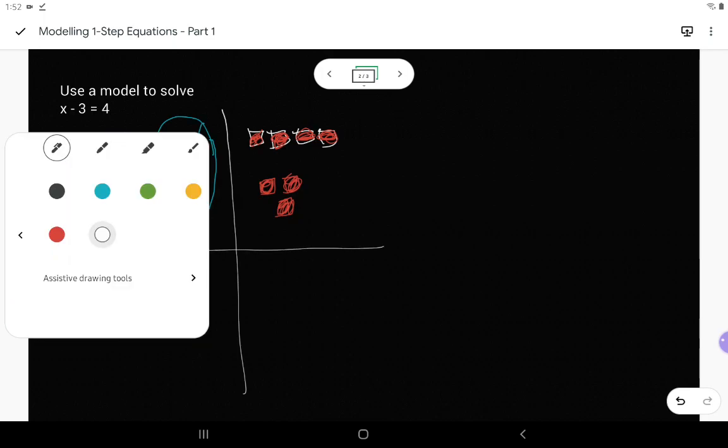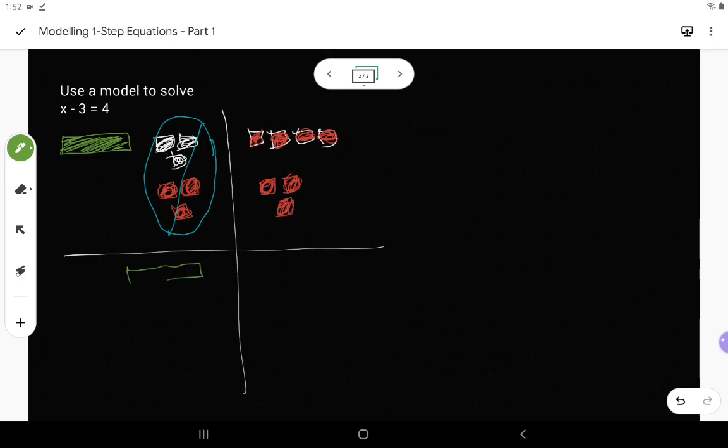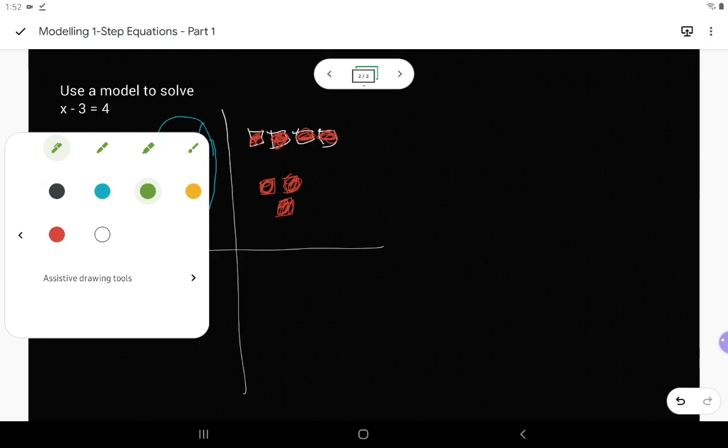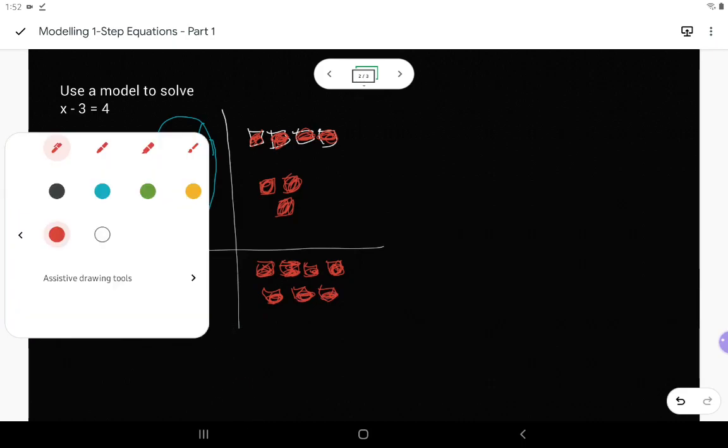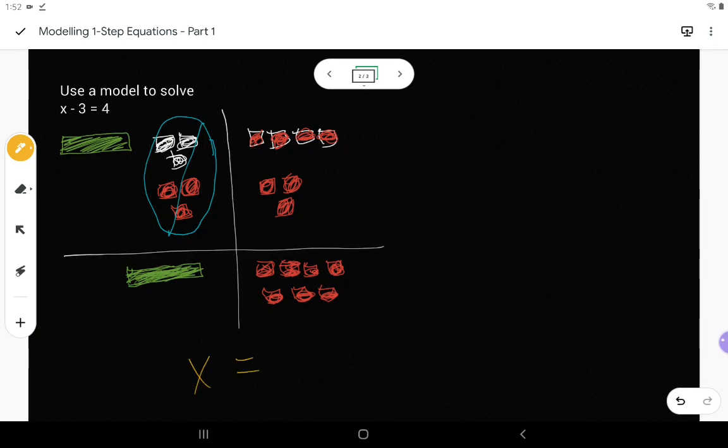On the left-hand side, all I have in the end is simply just my X. On the right-hand side, I don't have any 0 pairs this time. I've got all positives and then more positives. So together I just have lots of positives. I have the 4 positives I started with, and then we added 3 more on top of that. So in total on the right-hand side now we have 7 positives. So now my statement says X is equal to 7. So I can finish off my statement by writing X is equal to 7.